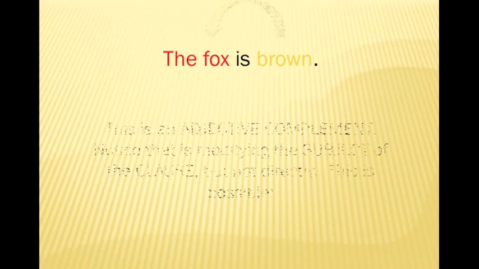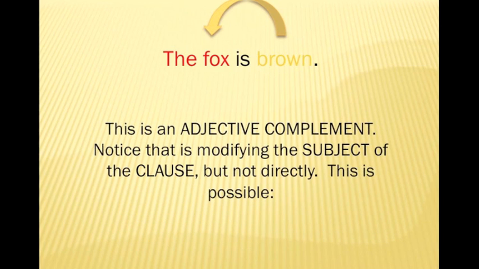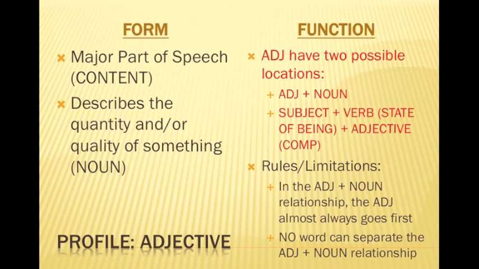So notice in this case, we've added an adjective complement for our first example. The word "brown" is going back to modify the word "fox." This is what we call an adjective complement. It's modifying the subject of the clause, but not directly. In other words, we're not saying "brown fox," but this is possible. Again, as we noted, adjectives have two possible locations. They usually go either before the noun, or they can also go after a state of being verb.